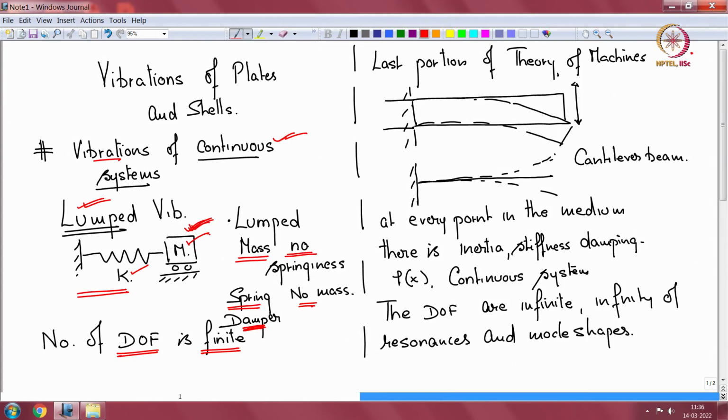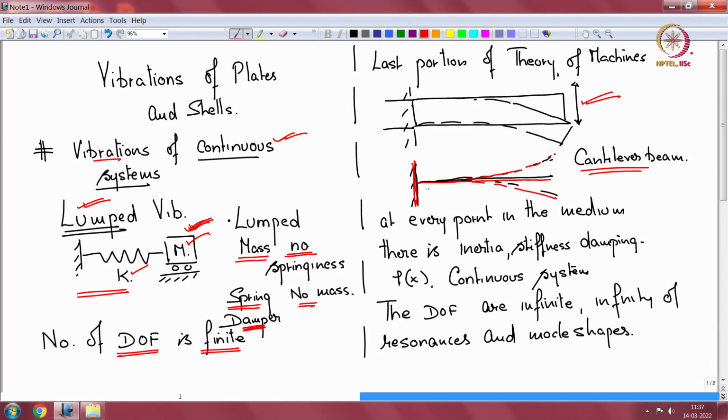Now in theory of machines or as a separate course somewhere, you must have seen vibrations of a beam. So here is a cantilever beam I am showing. Here I have shown it with some thickness, and here I have shown it as just a simple line. So it is built into the wall here and it vibrates, let us say, like this. The tip has the maximum deflection. So you must have seen this sort of a system somewhere.